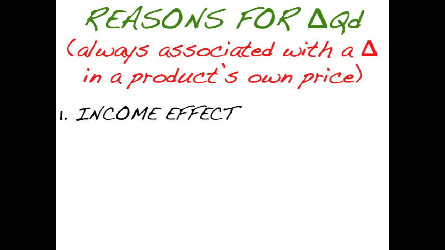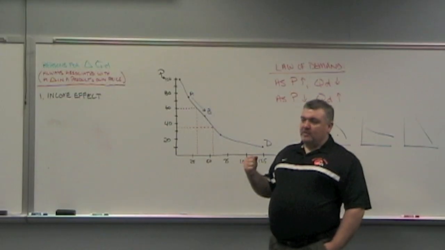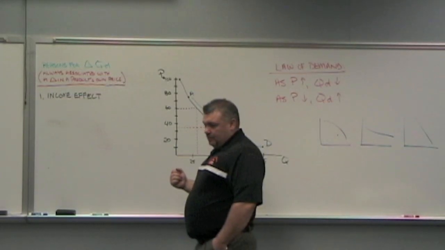As a product's price falls, you can now purchase the same amount for less. As a product's price falls, you can now purchase the same amount for less, which in essence creates income. It's actually creating 50 bucks in Colin's pocket. As the price of a product falls, you can now purchase the same amount for less, which in essence creates income, some of which will be spent on additional units of the product.